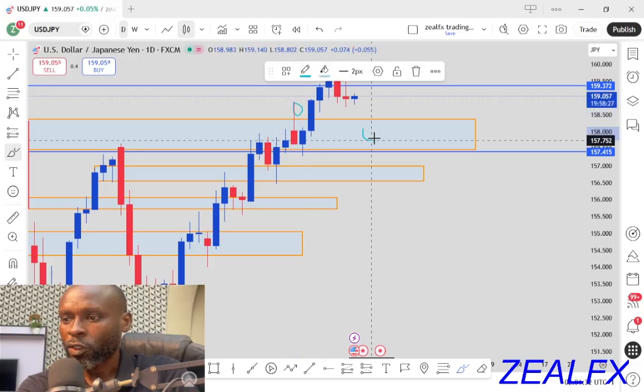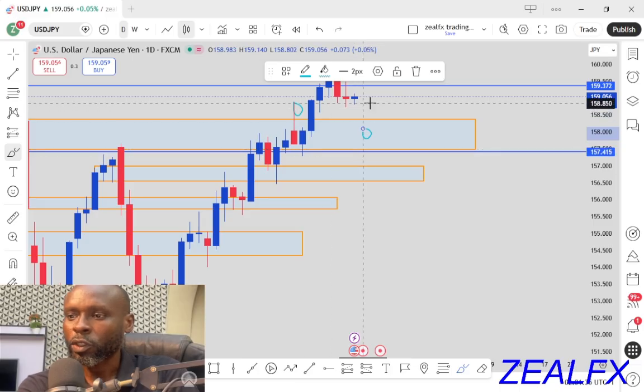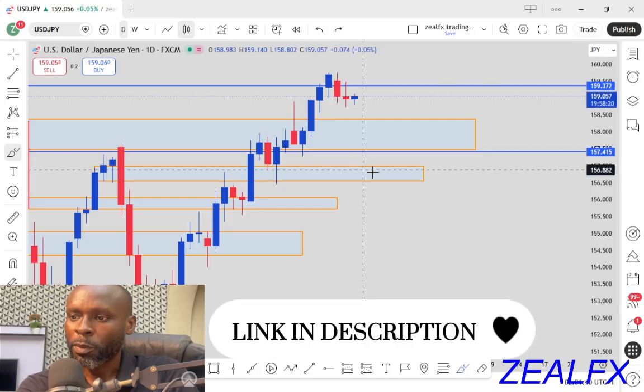Price also created a support level at this area. So we need a proper setup from this level or from our lower time frame for us to buy this USD JPY to the top.